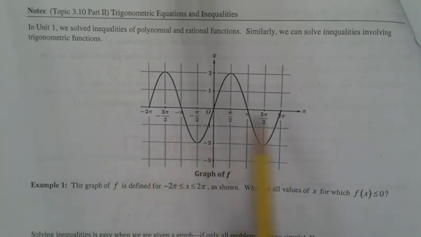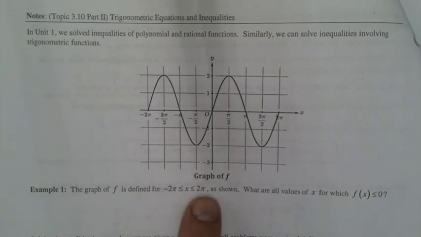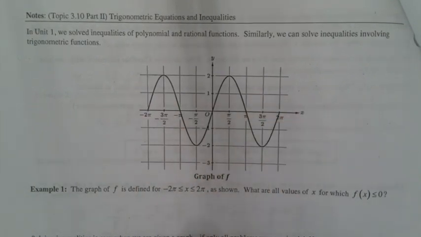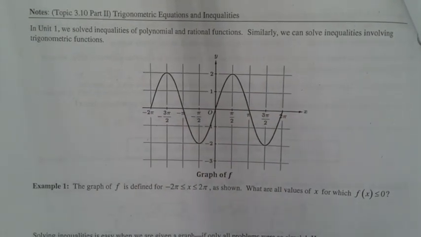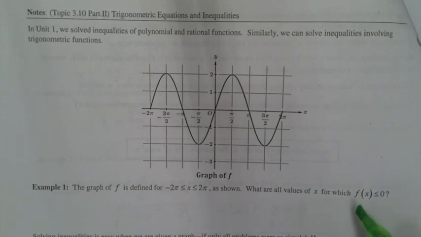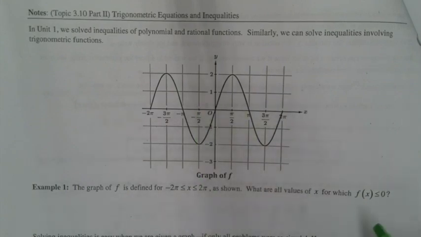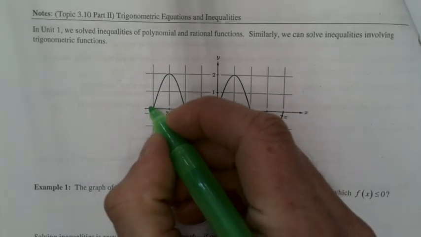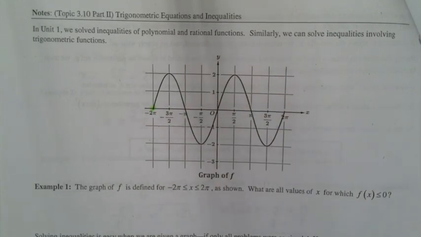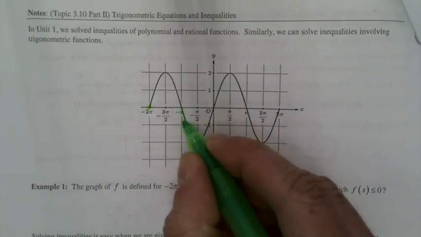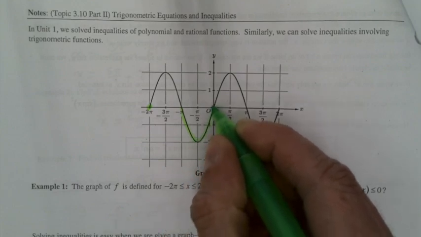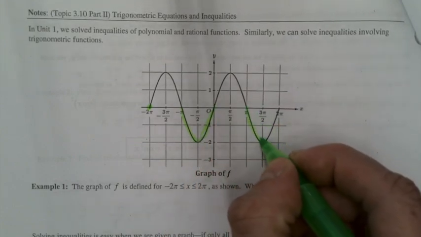So example 1, we've got a graph of f right here. It's defined from negative 2 pi to 2 pi. So those are endpoints. What are all values of x for which f of x is less than or equal to 0? On the graph, this is pretty easy. Our y value, f of x, the vertical distance, has to be less than or equal to 0. We are equal to 0 right here. We are below or equal to 0 here, and then again here.